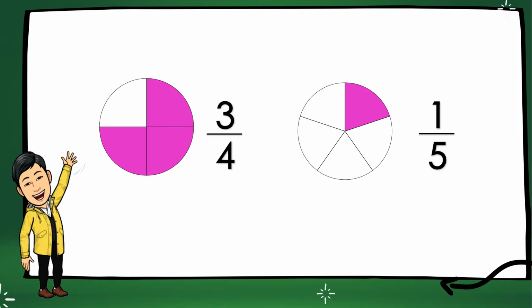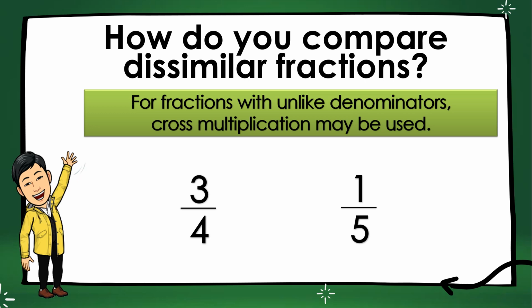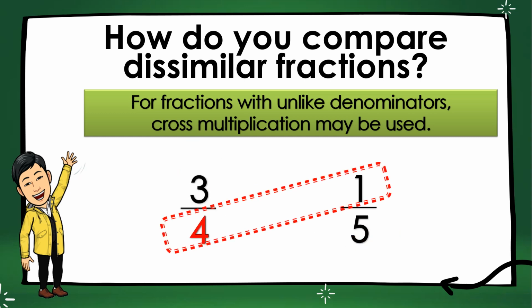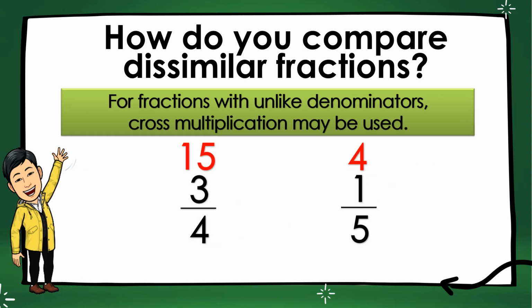Now, let's compare dissimilar fractions. So, 3/4 and 1/5. What's the answer? How do you compare the dissimilar fractions? So again, for fractions with unlike denominators, cross multiplication may be used. Okay, here 5 times 3, that's 15. And then 4 times 1, that is 4. So here, 15 and 4. Therefore, 15 is greater than 4.